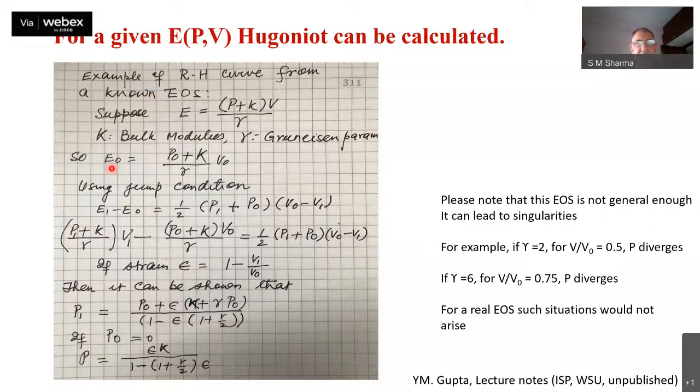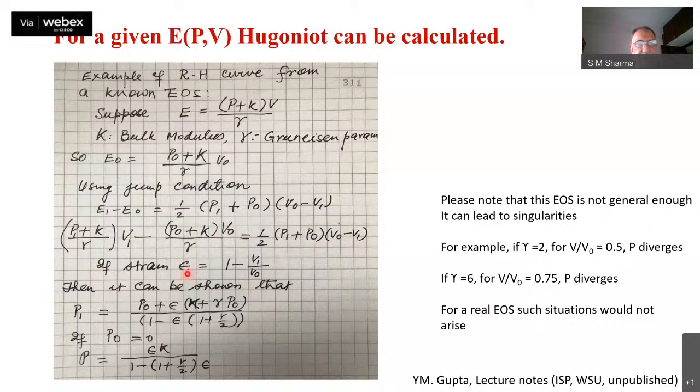Then E naught, that is before the shock reaches and compresses the material, E naught is P naught plus K divided by gamma into V naught. And using jump conditions, one can write down E1 minus E naught is equal to this. Using the third jump condition, one can write down this. So then E1, you can substitute here, V1 plus K by gamma into V1 minus V naught, which we have written here, V naught plus K into V naught is equal to this.